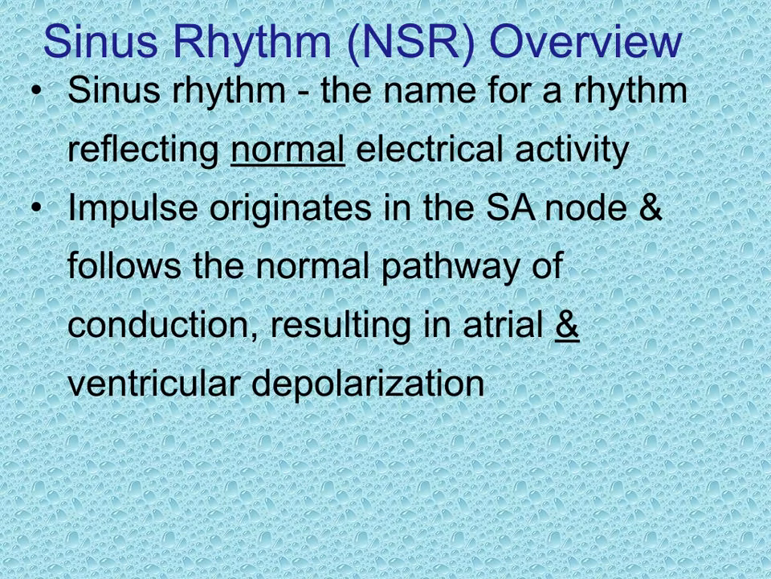This slideshow represents an overview of sinus rhythm. First of all, when you're considering a normal sinus rhythm, it's a classification. When you're using the term sinus, you are saying that the impulses originate in the SA node, and typically they follow the normal conduction pattern, meaning it's SA node to AV node or the junction, down the bundle branches and into the Purkinje fibers, resulting in atrial and ventricular depolarization and therefore contraction. It's following that normal pattern.